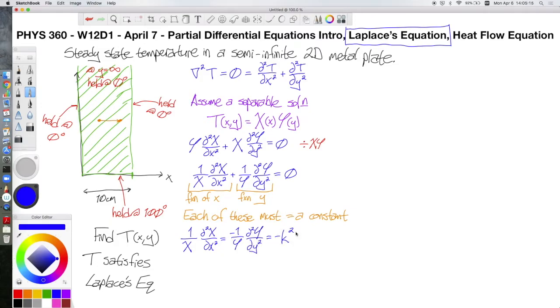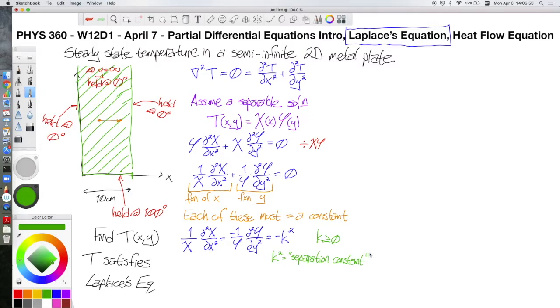1 over X double derivative of X equals negative 1 over Y double derivative of Y equals negative k squared, where we are going to assume that k is greater than or equal to 0, and this constant, k squared, is called the separation constant. In terms of why I made the separation constant negative, we'll see in just a second. If I had chosen a positive separation constant here, it will turn out that I won't be able to fit all of my boundary conditions.